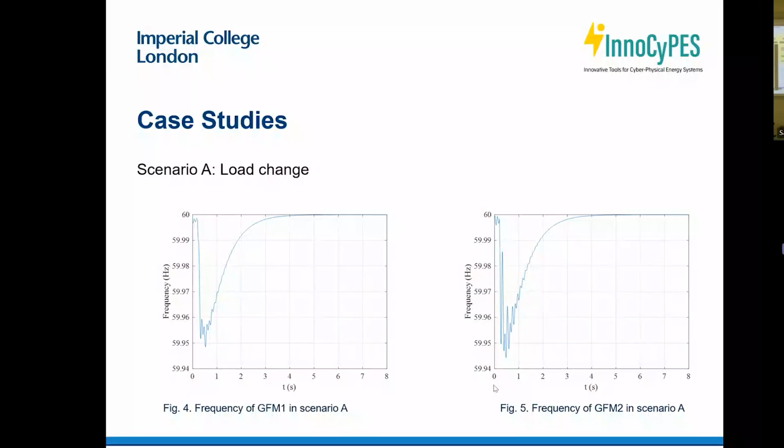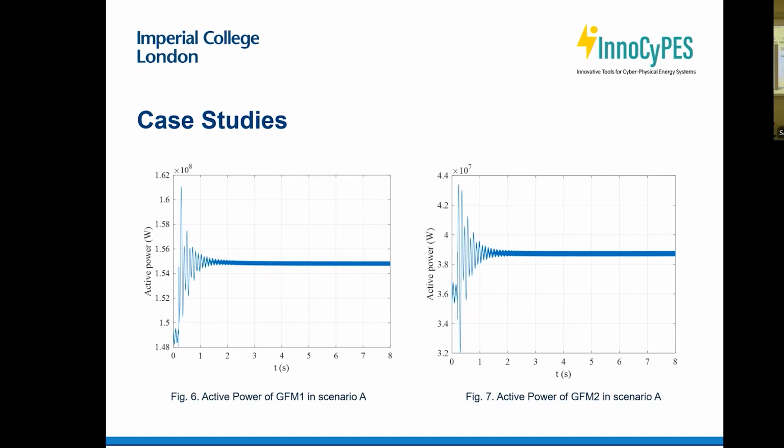We have performed a few case studies, and I'm going to talk about two of them in this presentation. One of them is a change of load. If the load changes, then the frequency drops, and then the frequency comes back to the nominal frequency because of the hierarchical frequency control. And also the change of the load will be dispatched between the two grid forming elements.